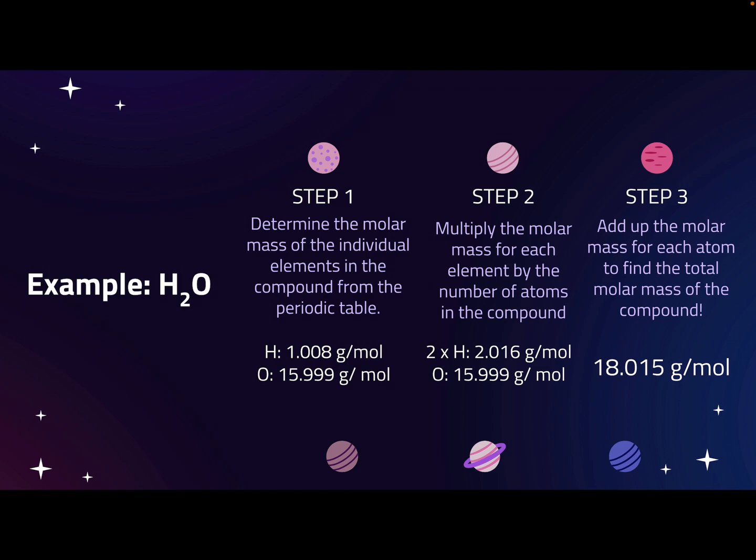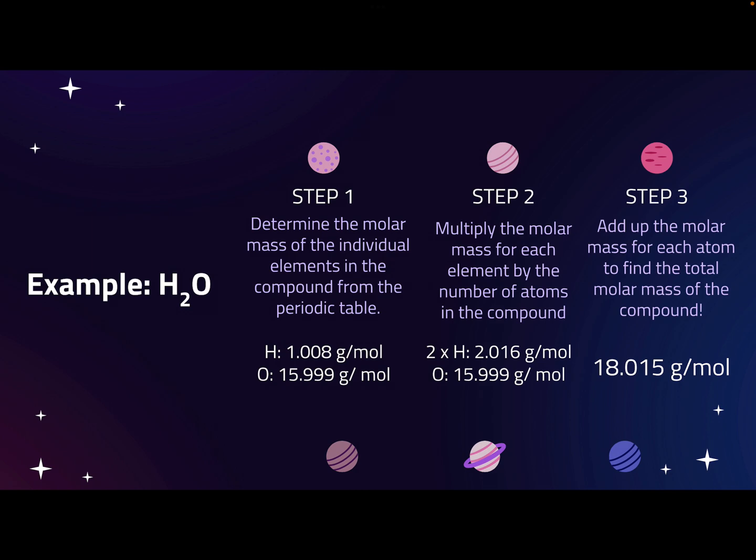This is saying that if you had 1 mole of water molecules, or 6.022 times 10 to the 23rd water molecules, it would weigh 18.015 grams. So let's have you practice now.